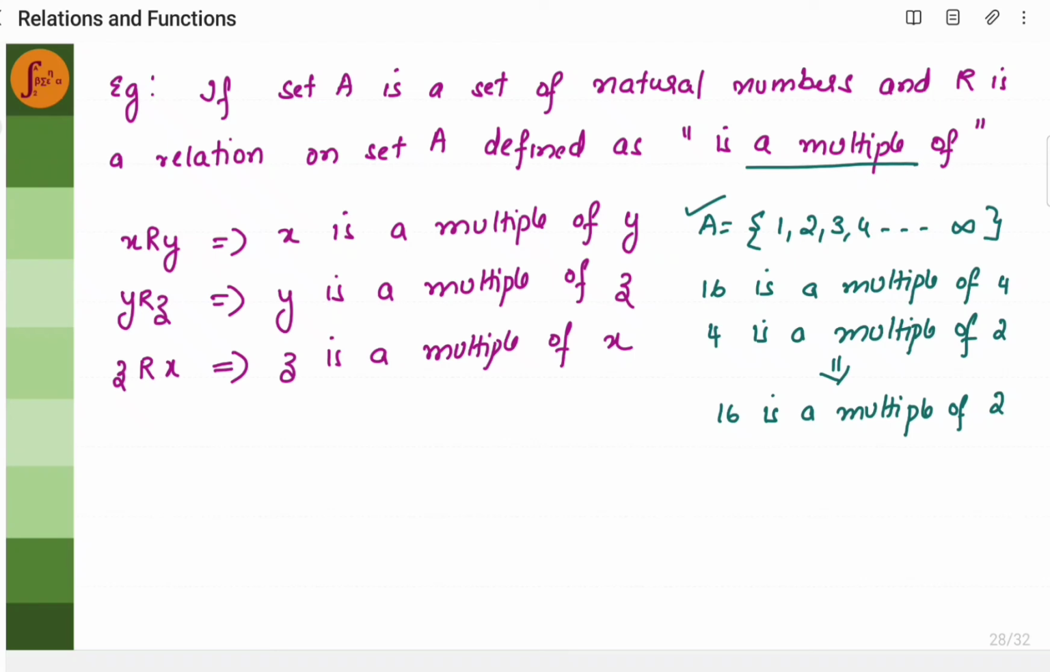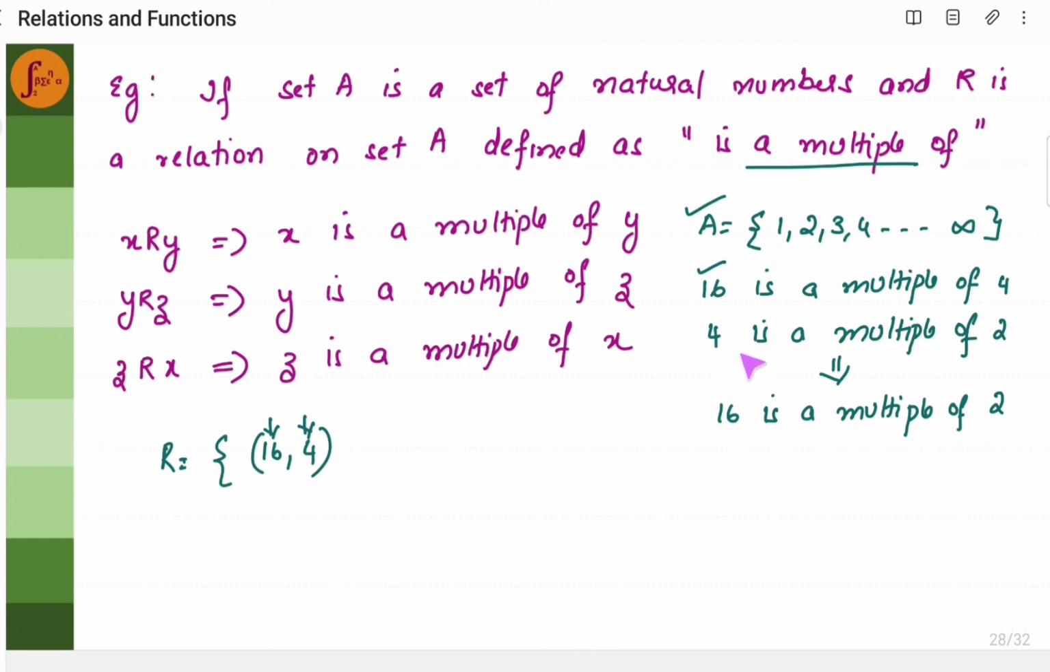This is the relationship. Now let's take, for example, set A is 1, 2, 3, 4 till infinity. I'll say 16 is a multiple of 4, and say R will have (16, 4). What is the relationship between 16 and 4? 16 is a multiple of 4. That's what is told here, right? The relationship is "is a multiple of." So 16 is a multiple of 4, right?